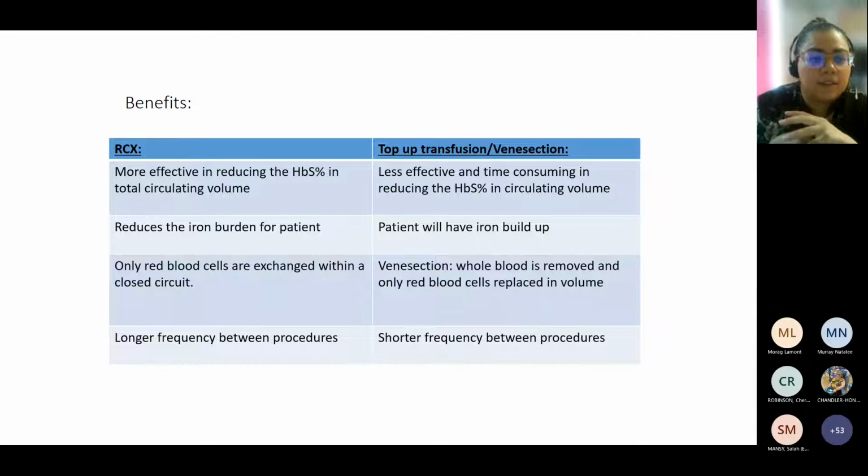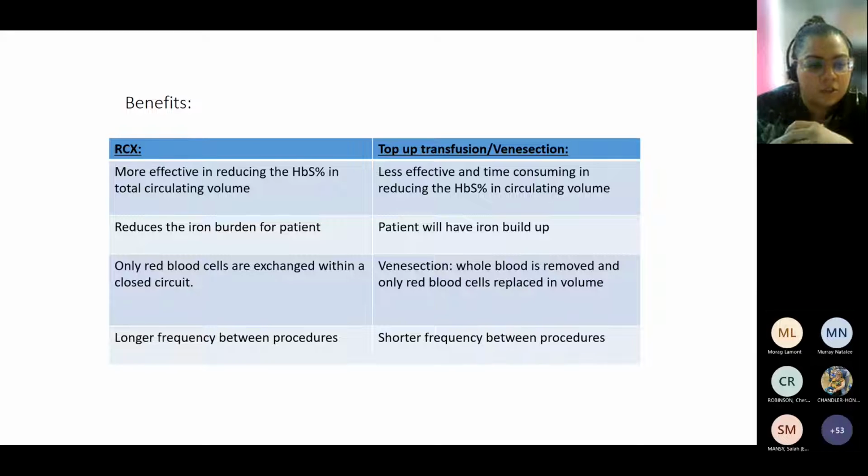So the benefits: with red cell exchanges, you're more effective in reducing the S percentage in the total circulating volume in one go. So you could get a patient down from, say, 80% circulating volume to less than 30 with one sitting, whereas with top-up transfusions, that would take a couple of 2-weekly top-up transfusions to bring them down to that. So it could take, I don't know, maybe 2 to 6 weeks to achieve that.